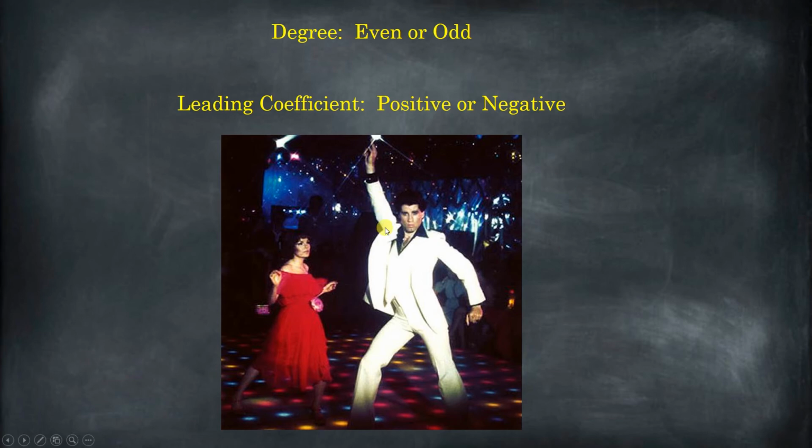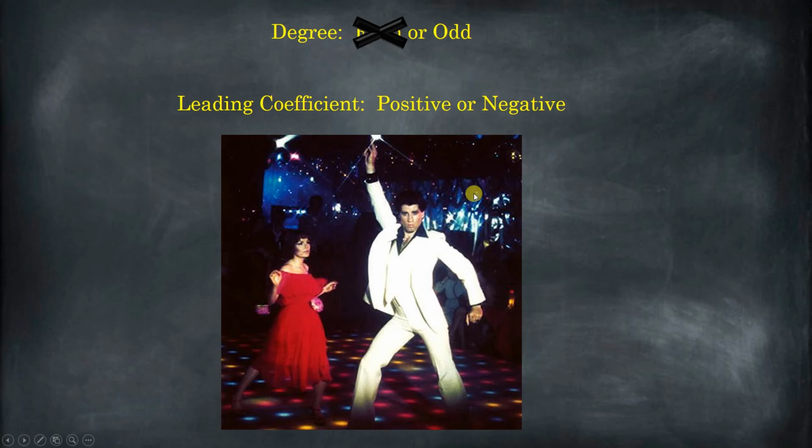Let's say his arms are mimicking the graph of a polynomial function. I want you to decide, is the degree even or odd? Go ahead and take a guess. Is the degree even or odd? Well, it's odd because they're going opposite directions, right? His hands, which would be like the end behavior on the left and the end behavior on the right, are going in opposite directions. So that's going to be an odd degree.